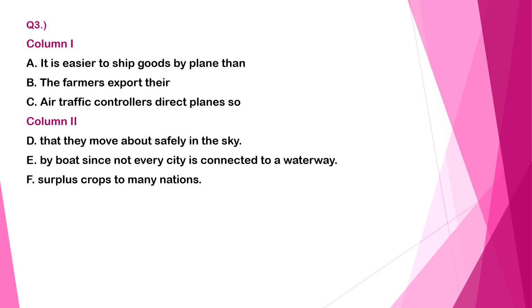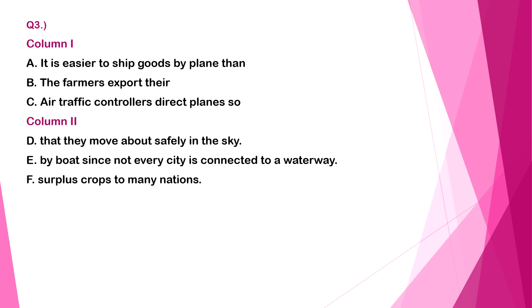So, is it done? Let's discuss. Let me first read out the parts given in each column. Column 1, part A: it is easier to ship goods by plane than. Part B: the farmers export their. Part C: air traffic controllers direct planes.